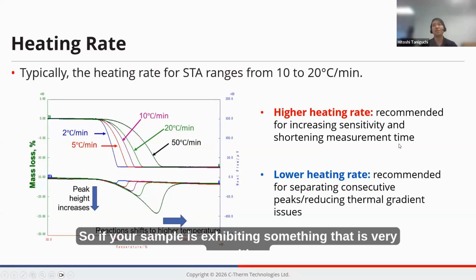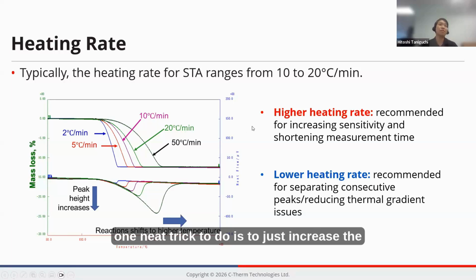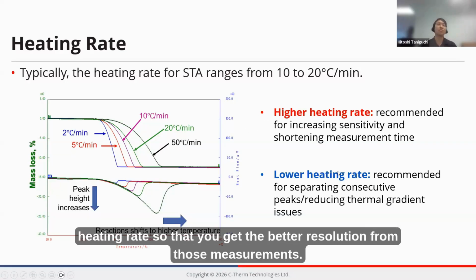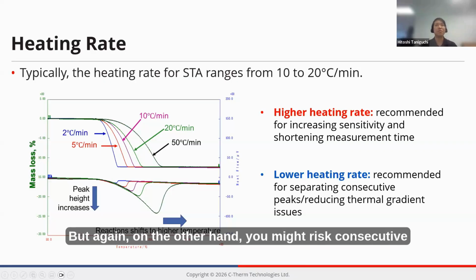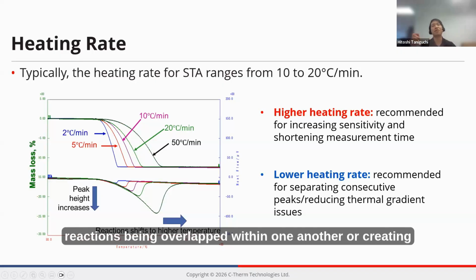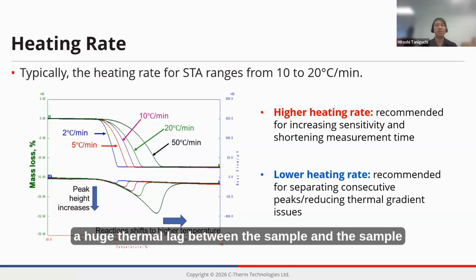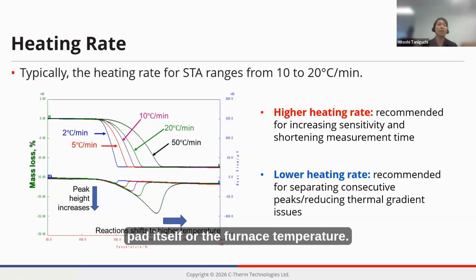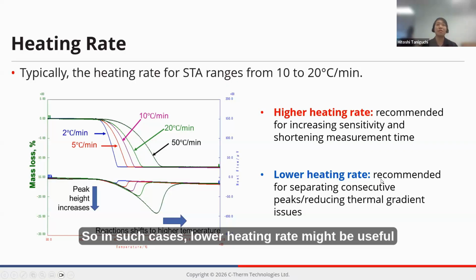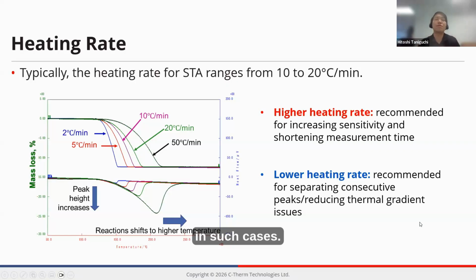So if your sample is exhibiting something that is very sensitive, like Curie point transitions or glass transitions, one neat trick is to just increase the heating rate so that you get a better resolution from those measurements. But again, on the other hand, you might risk consecutive reactions overlapping one another, or creating a huge thermal lag between the sample and the sample pan itself or the furnace temperature. So in such cases, a lower heating rate might be useful.